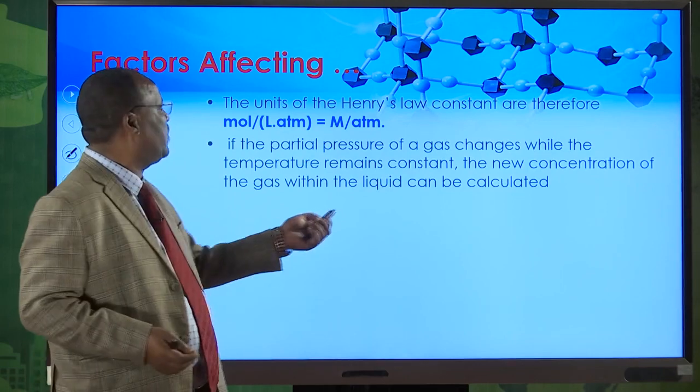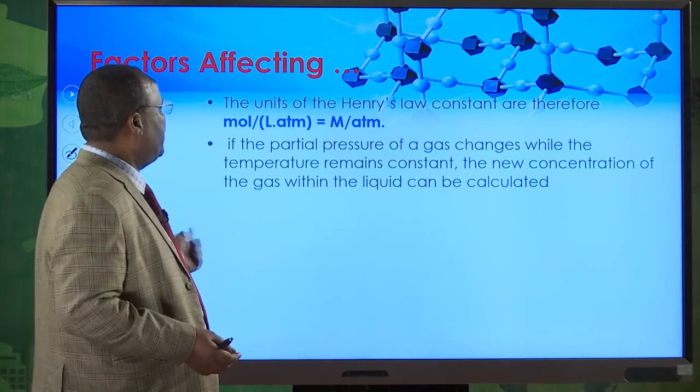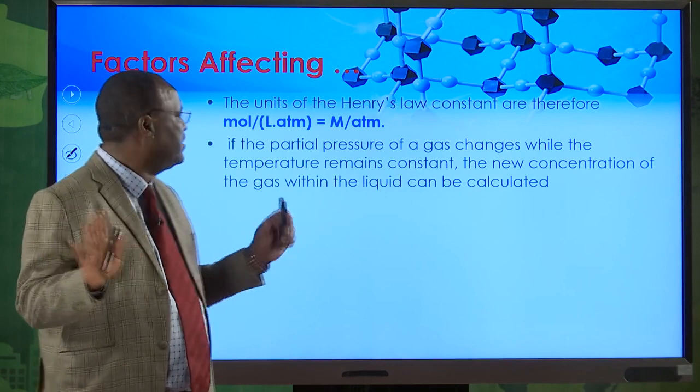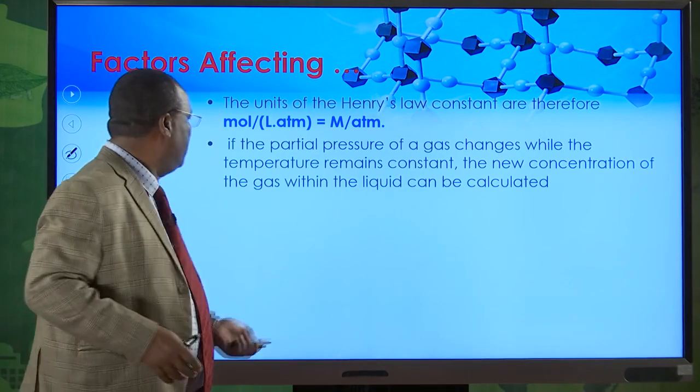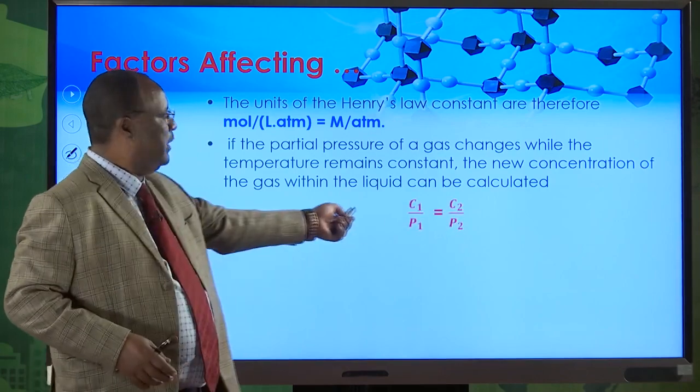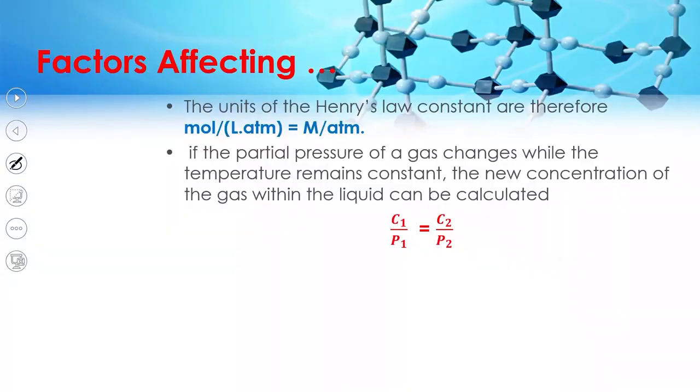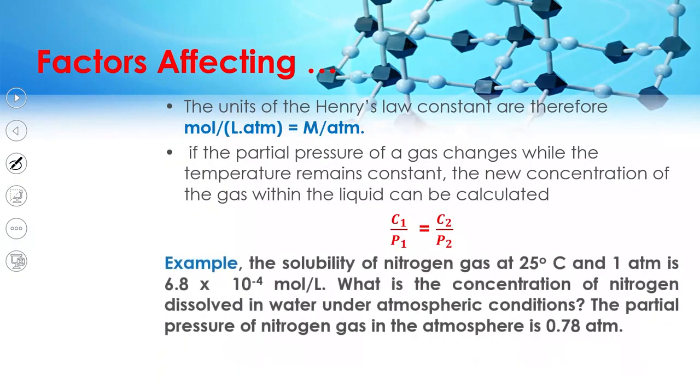If the partial pressure of the gas changes while the temperature remains constant, the new concentration of the gas within the liquid can be calculated by this formula. Using the relationship between concentration and pressure, you can calculate the amount of gas that can be dissolved in a given solvent at constant temperature.